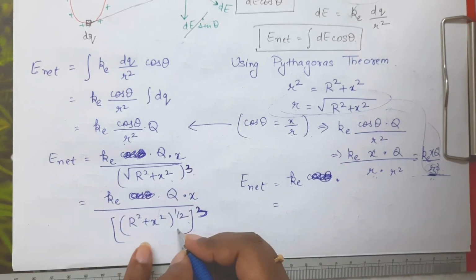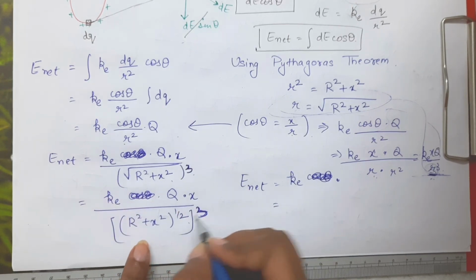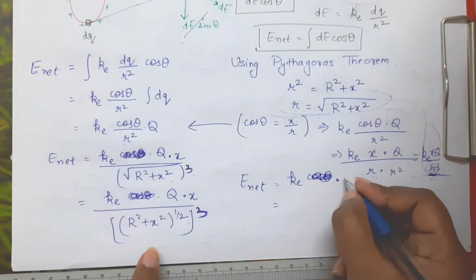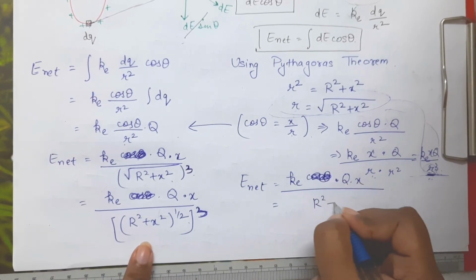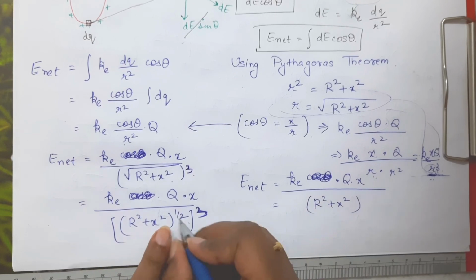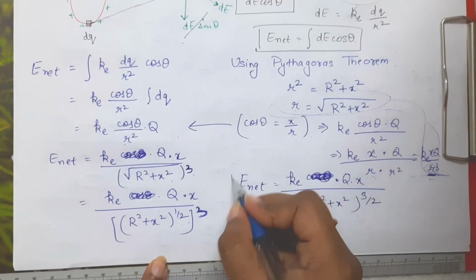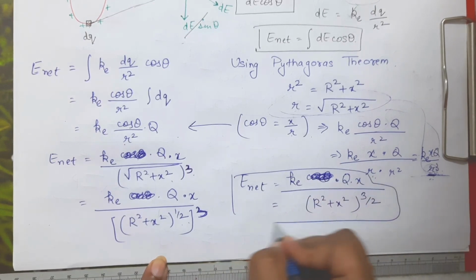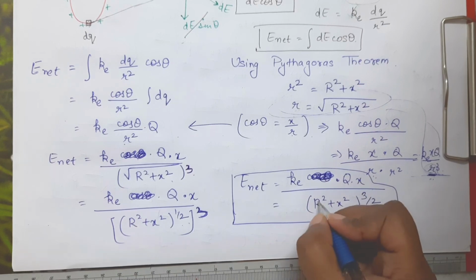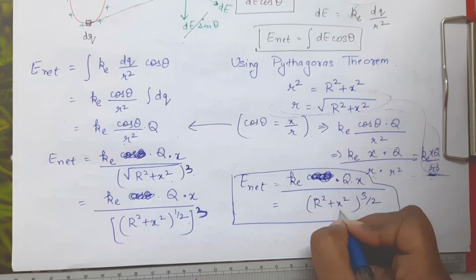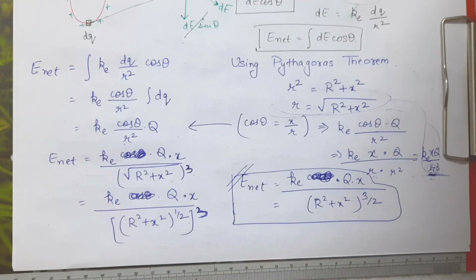And now root means power 1 by 2, right. So it will be KE into Q into x divided by r square plus x square 1 by 2 multiplied by 3, power 3 by 2. So it will be E net is equal to KE into Q into x divided by r square plus x square to the power 3 by 2. So this will be your E net.